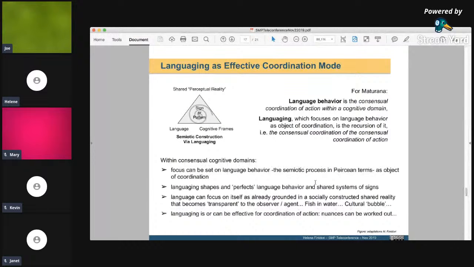So, languaging and using languages. I have to go back to Maturana, because what is called languaging is using language to focus on language as object of coordination. So it's a kind of derivative of language.